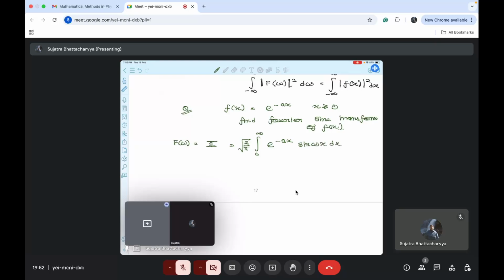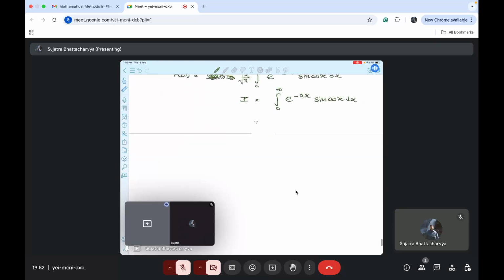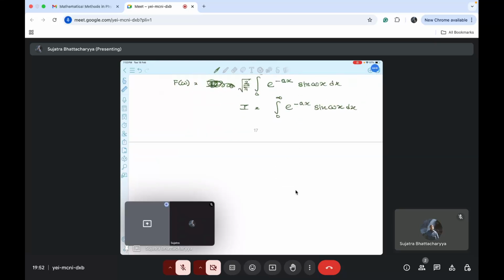Okay, let's not write this as I. Let's write I is equal to integral from 0 to infinity of e to the power minus ax sine omega x dx. All right, and then solve them. Then last we will find the omega.